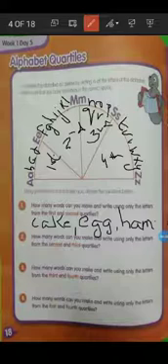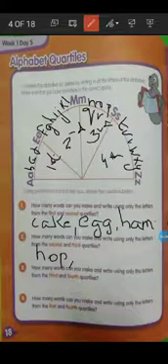Now come to the second question. How many words can you make and write using only the letters from the second and third quadrille? Now come to the second and third quadrille, starting from E and ending at S. Now we have to make 3 words from these alphabets. The first word is hop. Now you can check that all three alphabets are present in the second and the third quadrille.